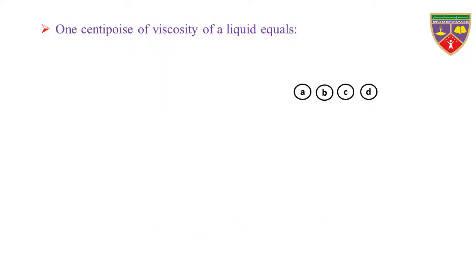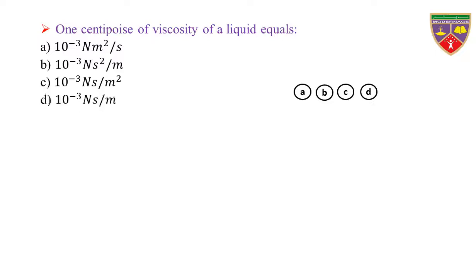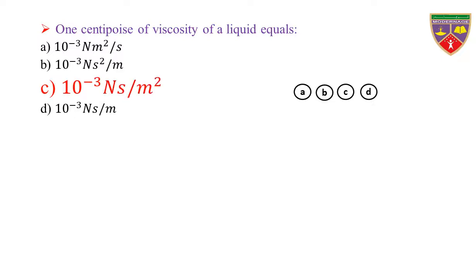1 centipoise of viscosity of a liquid equals: option A, 10 power minus 3 Newton meter square per second; option B, 10 power minus 3 Newton second square per meter; option C, 10 power minus 3 Newton second per square meter; option D, 10 power minus 3 Newton second per meter. The key is 10 power minus 3 Newton second per square meter. Therefore, the correct option is C.